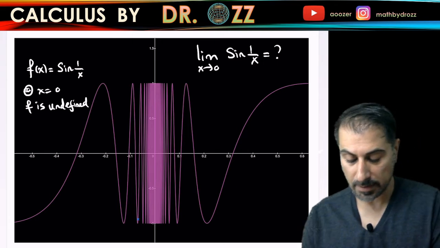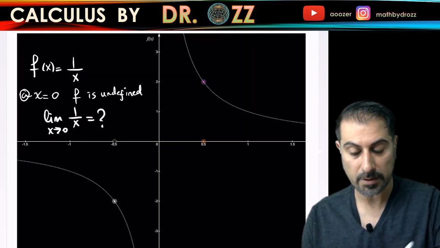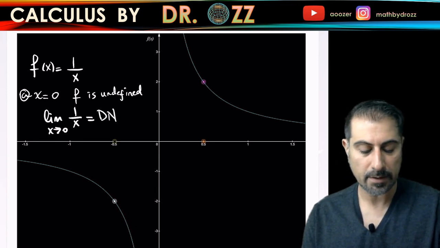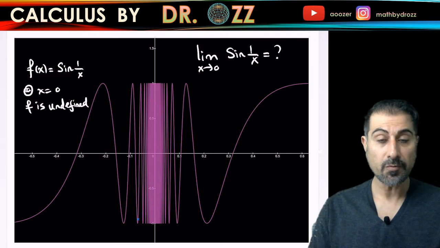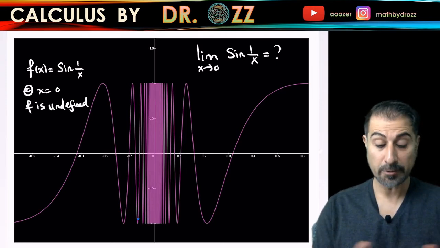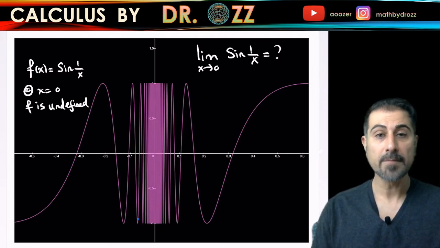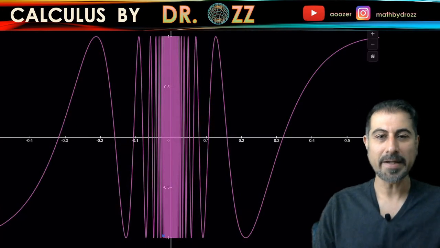Okay. By the way, the answer to the previous question is just DNE. We put DNE, which essentially means that the limit doesn't exist. Now let's see what's going on with this function. If you want to graph this function, this is what it looks like around 0. All right, here's the graph of sine 1 over x.